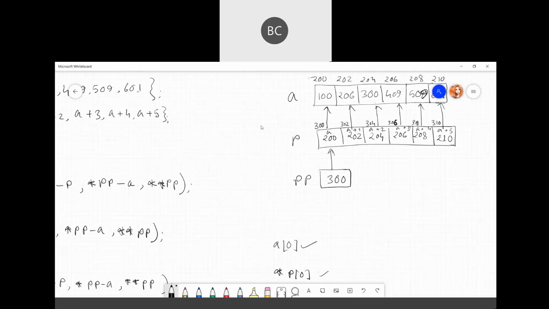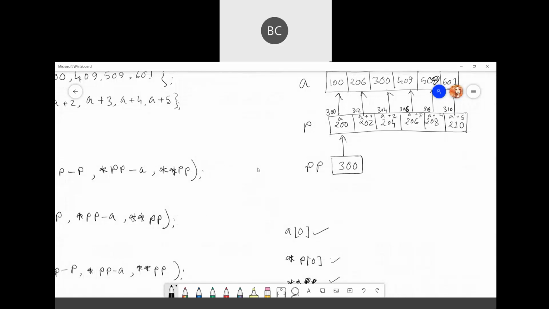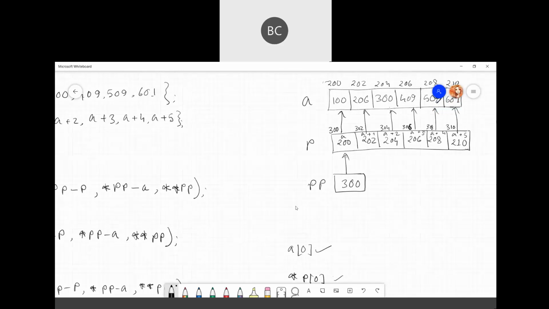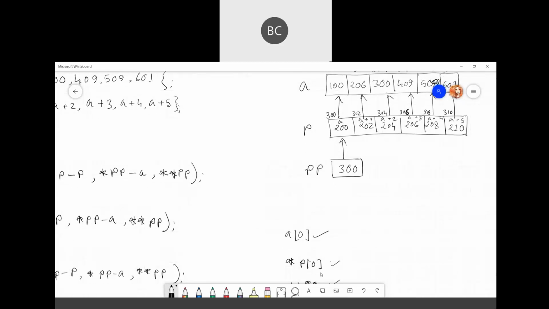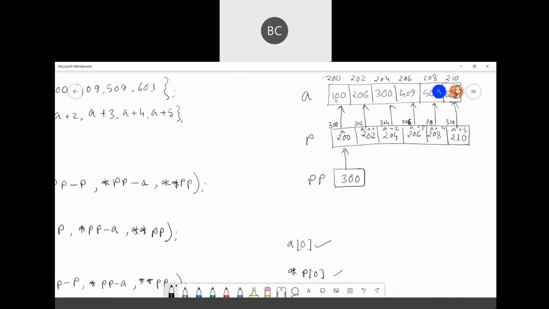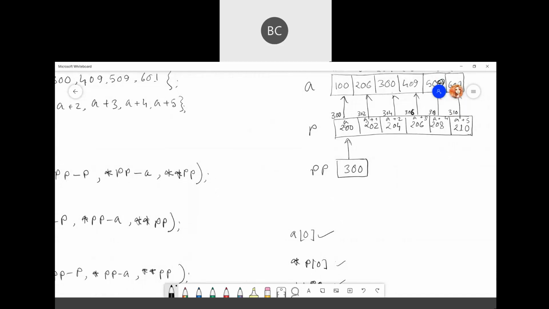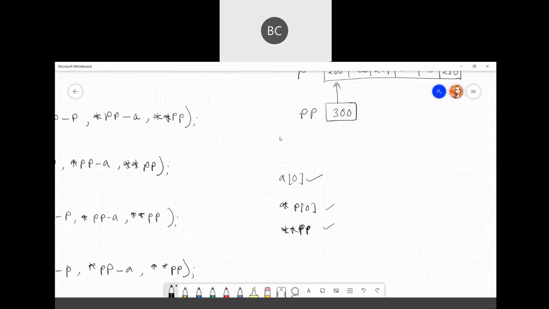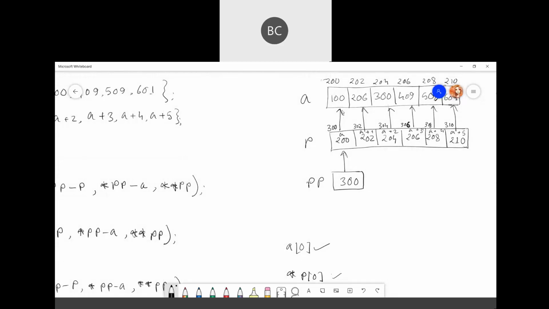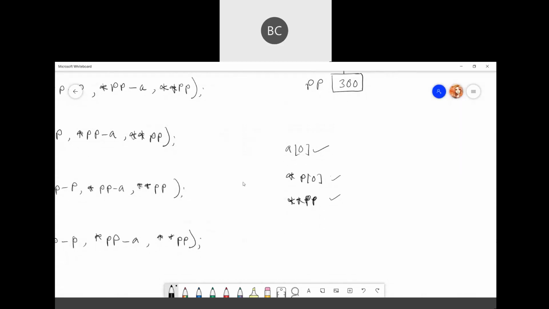Just like your normal variable, right? A[0] means you are trying to access the first value here. Similarly, you can access the 100 using this. P[0] contains the address 200, which is the first one. Now you are accessing the value, so it will return 100. Again, the double pointer PP holds the address 300, which holds the address 200, and again the value is 100. So in all three cases you can access the first value of your array.